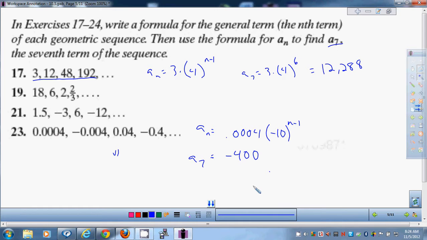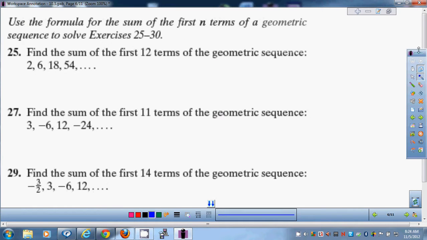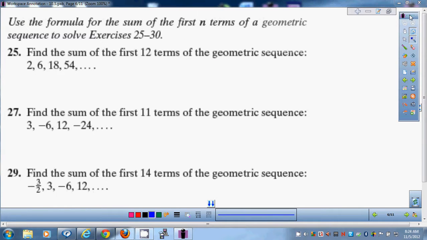Alright. Clicking. Questions on this slide about what you're asked to do? Okay. Click. Use the formula for the sum of the first n terms of a geometric sequence to solve.